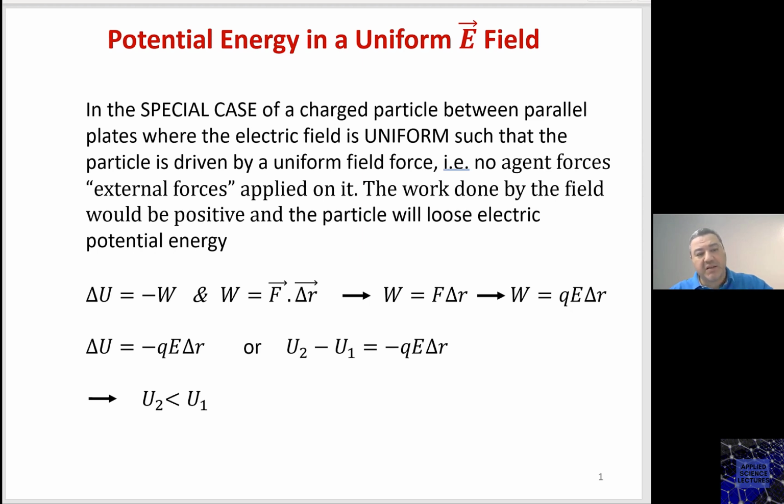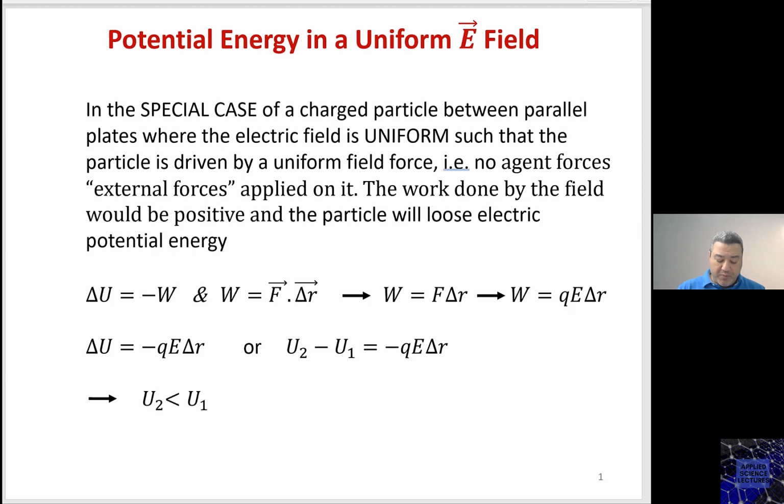In this case, if no external forces are applied on this charge, then the charge is going to see a force exerted by this electric field, and the field will apply that force in a way such that the work done by this field is positive work, and the electric potential energy of that charge will tend to decrease. So how is this happening?